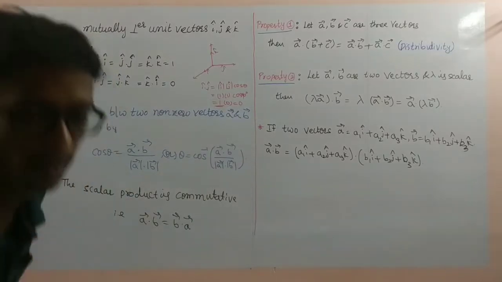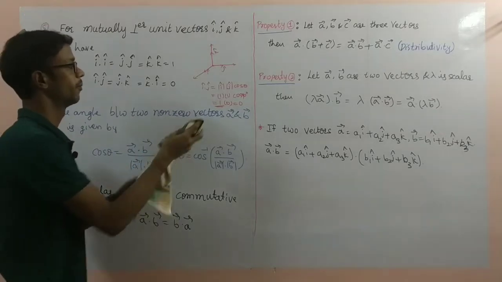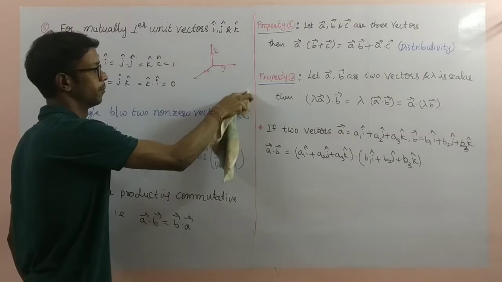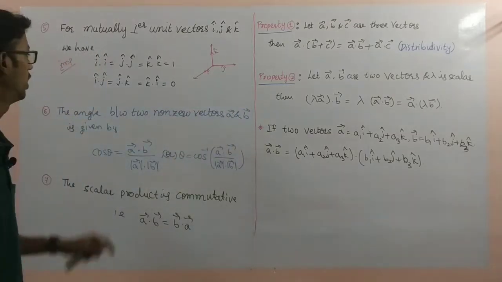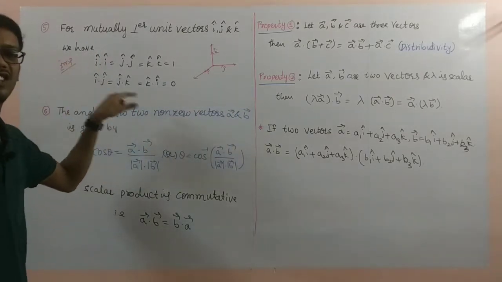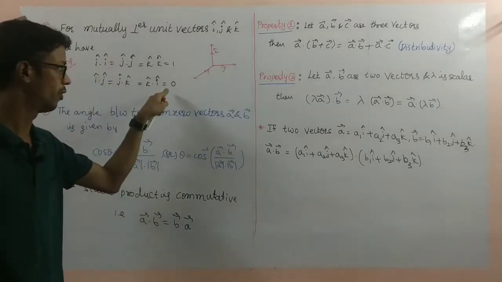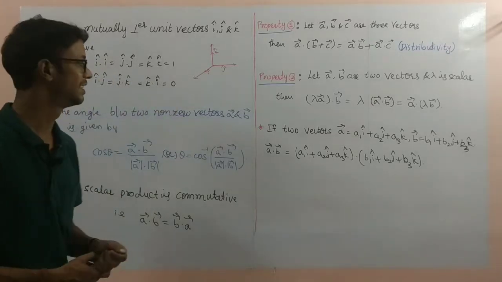But no need for the simplifications here. Just the values are very, very important here. I dot i value is 1. I dot j, if you are taking any value other than the same vector, the value should be 0.